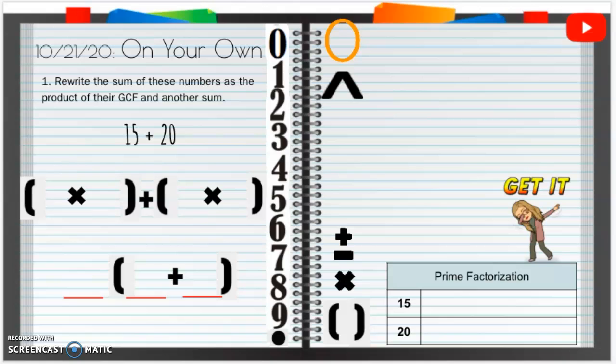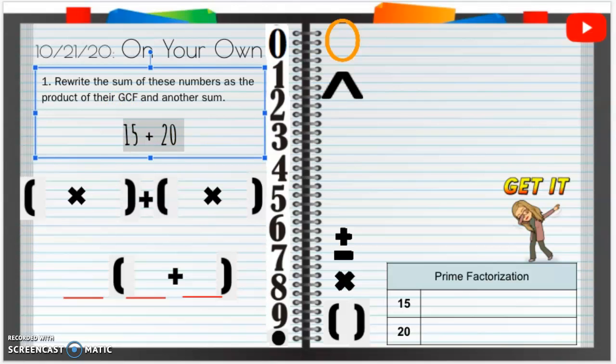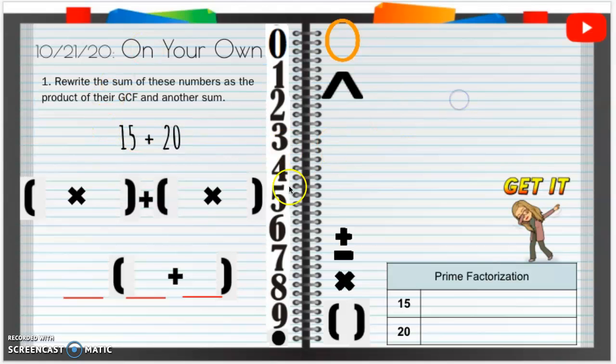Number 1, rewrite the sum of these numbers as the product of their greatest common factor and another sum. Alrighty, so what we're going to do first is find the greatest common factor of these two numbers. We have 15 and 20. We are going to find the greatest common factor of 15 and 20, which means we need to use our factor trees. We are going to factor these down.